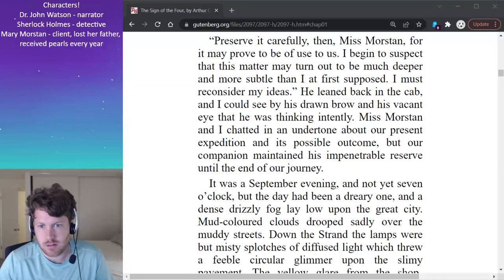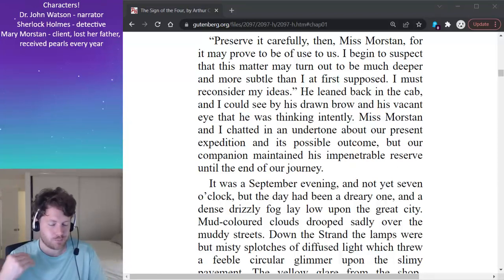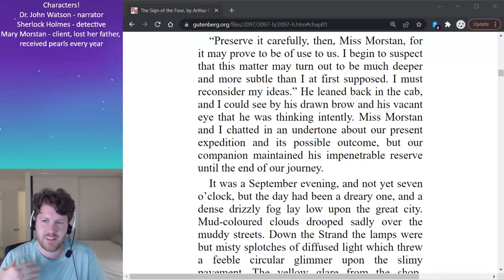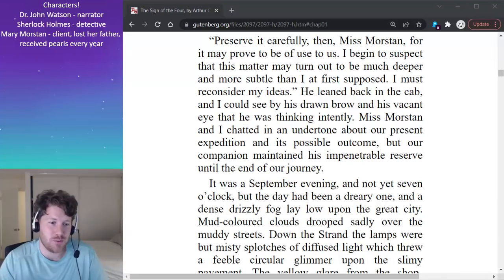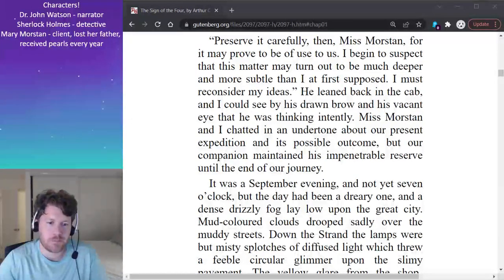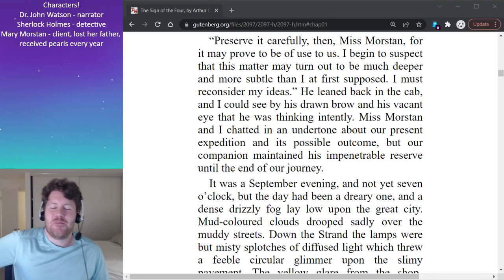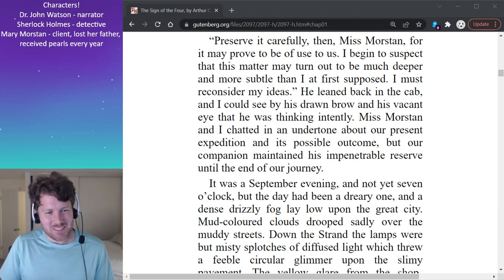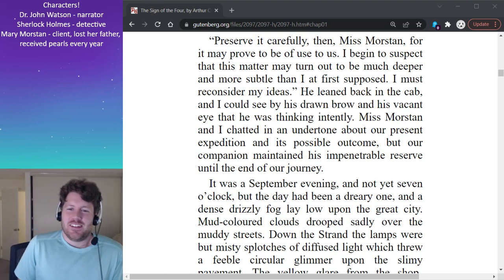Hello, Evan. Turns out I read the wrong book on Saturday, or at least the third book rather than the second book. So I've gone back. We started the second book, The Sign of 4. Yeah. So we're actually reading it in order now. Yeah, exactly.